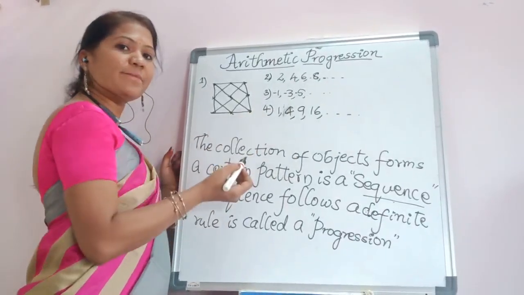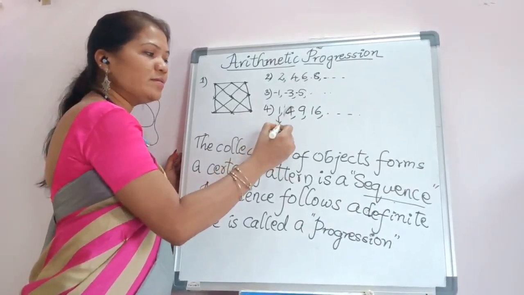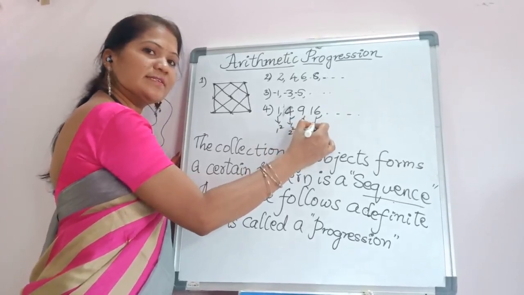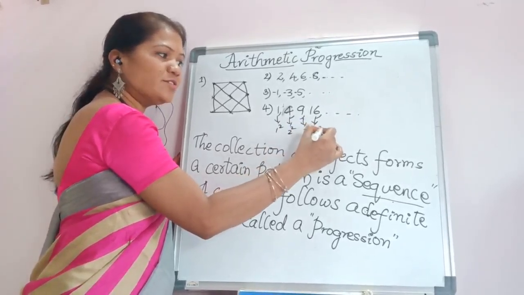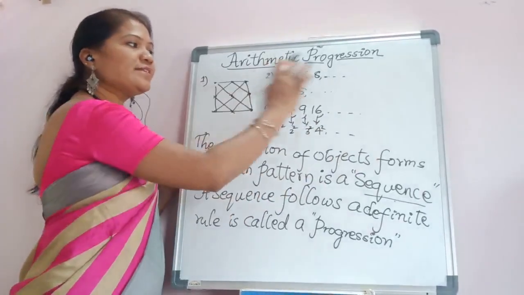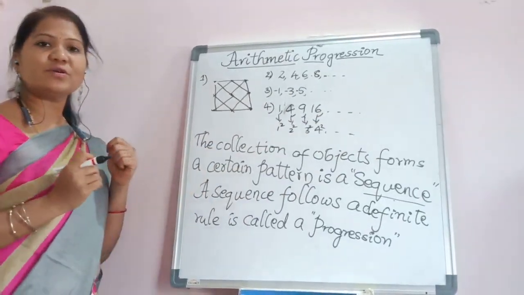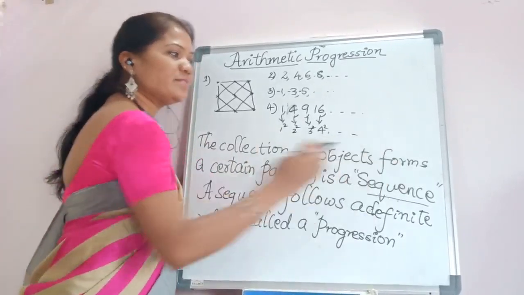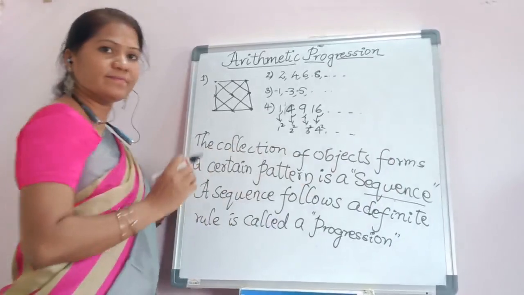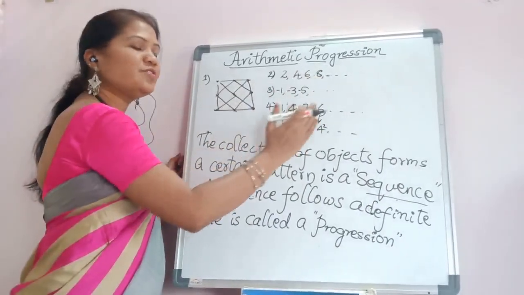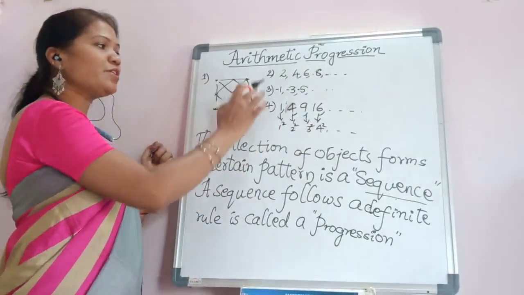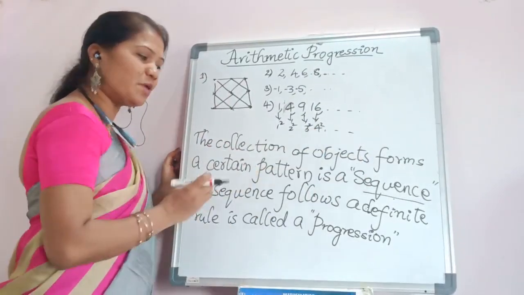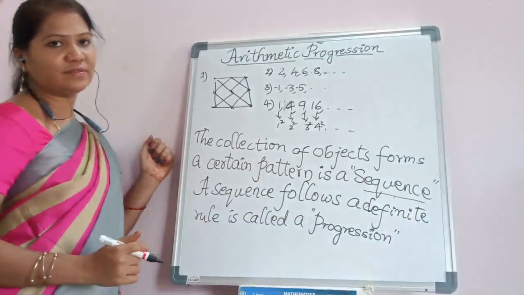In this fourth example, 1 is the square of 1, 4 is the square of 2, 9 is the square of 3, 16 is the square of 4 and so on. So from these examples, what we understood is the collection of objects which forms a certain pattern, the collection of numbers which forms a certain pattern, the collection of dots which forms a certain pattern. Such a collection of objects which forms a pattern is said to be a sequence.